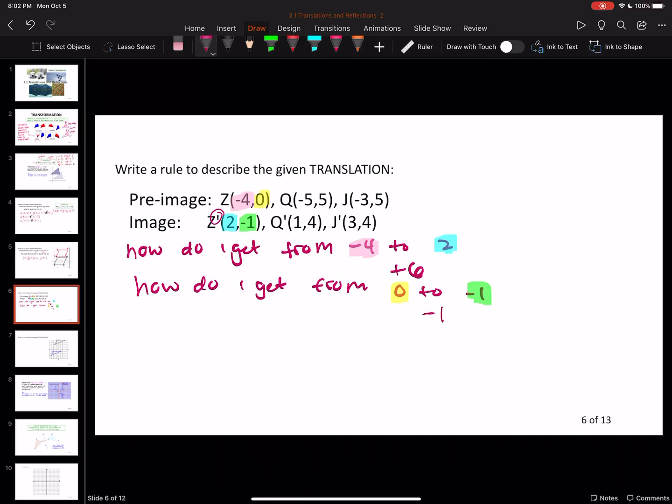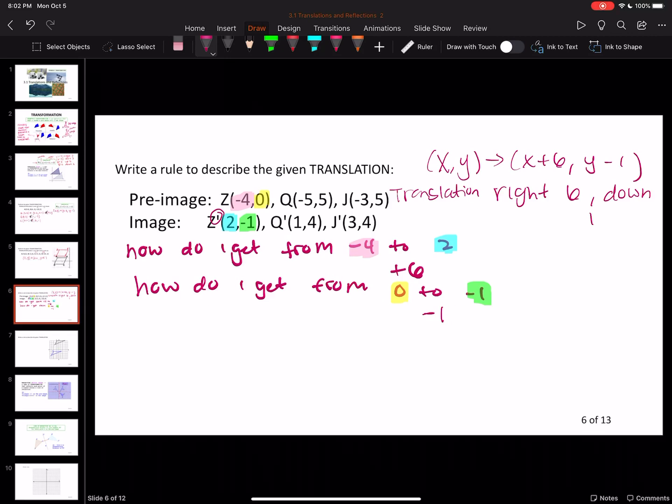So my original thought is that it's going to be x plus 6, y minus 1, which would be right 6, and down 1. And I would say something like a translation, right 6, down 1. And even though we just looked at one point to see this, you want to make sure you check it for every one of them.